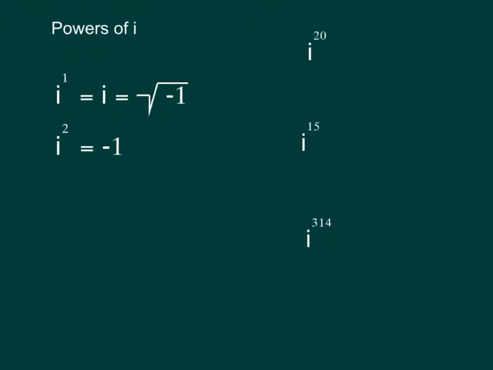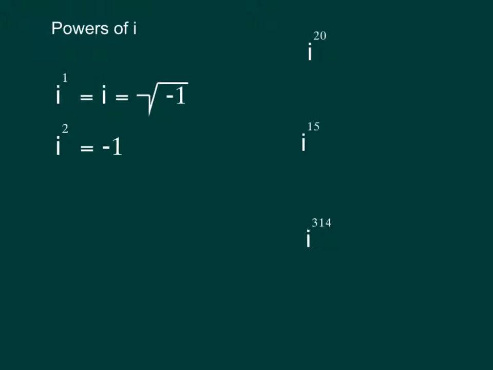Alright, so one interesting extension of this is looking at the powers of i. I know what i to the first is. Anything to the first is itself. So i to the first is i, which is the square root of -1. Then if I square that, I know that squaring a square root would only leave the radicand. So i squared would be -1.